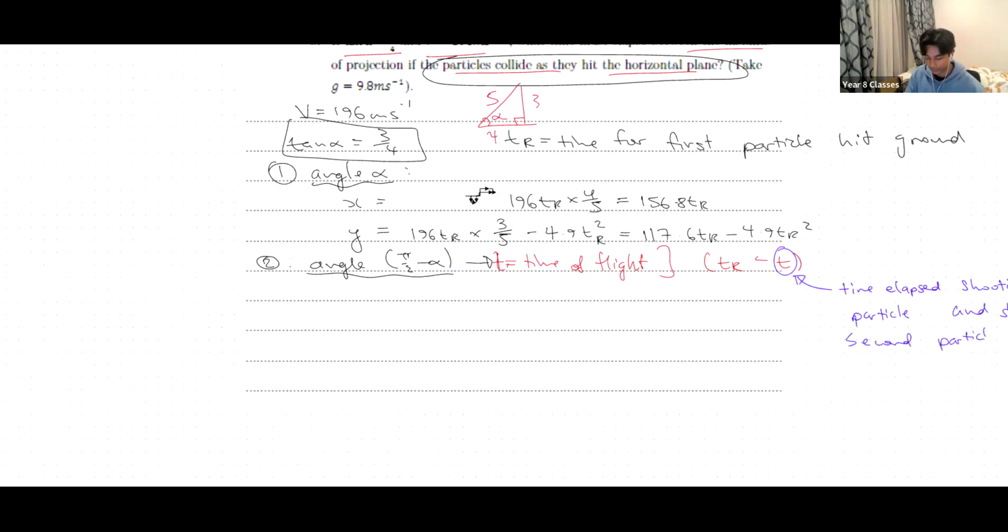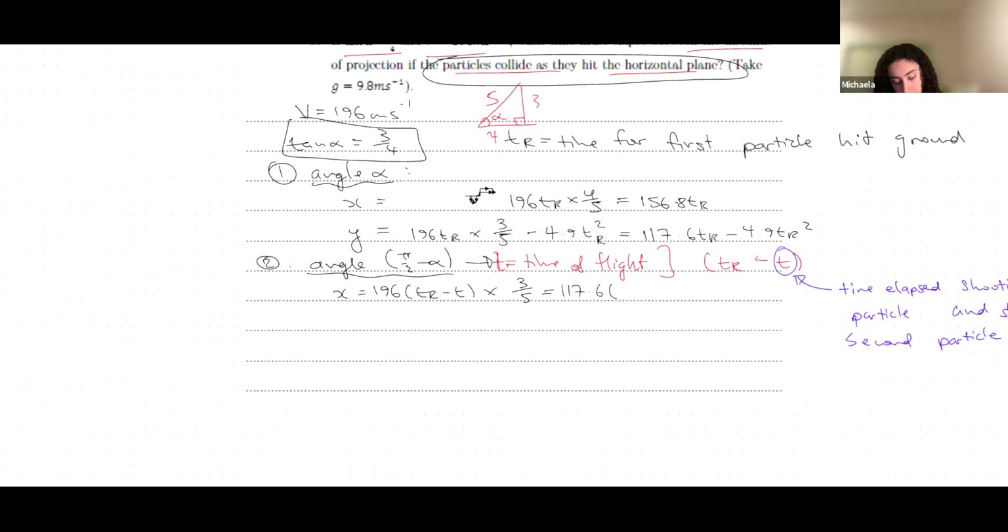Yeah. Okay, so now can you set up the equations for the second particle for displacement? X is going to be 196 (TR minus T) times 3/5. Yep, you've just switched the cos into a sine. That's just 117.6. Should I expand or just leave it in the brackets? Leave as is: TR minus T.